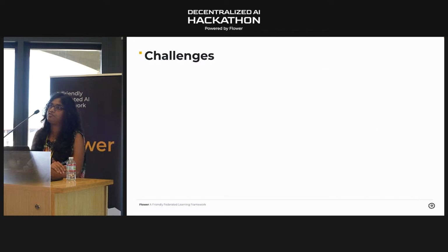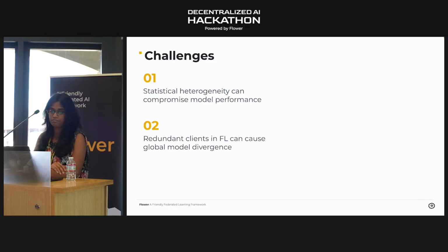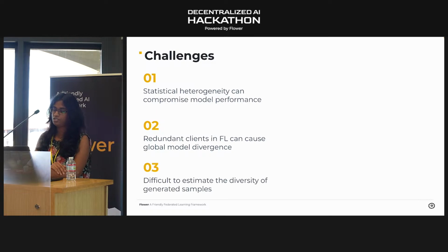Some of the challenges of directly trying to integrate a diffusion model into an FL is that it first leads you to a problem of statistical heterogeneity or non-IID data. And this is something that can also compromise the model performance because different clients can have different variations of data. Next, you also have redundant clients. Not all the clients can always provide the good data needed to keep the updated model server really good. So there's usually redundant clients that you also need to take care of. And third, it's a little difficult to estimate the diversity of generated samples, especially in an unconditional diffusion model.